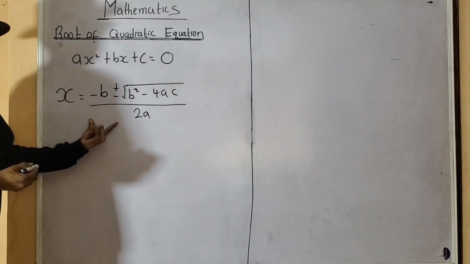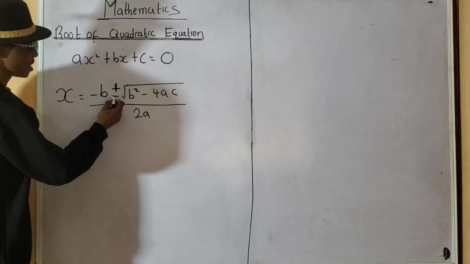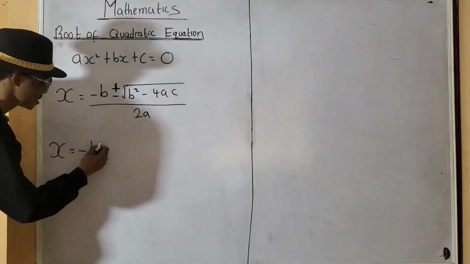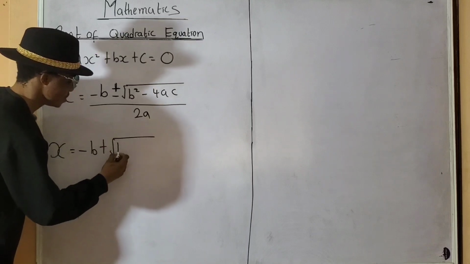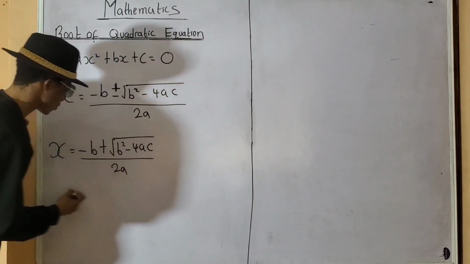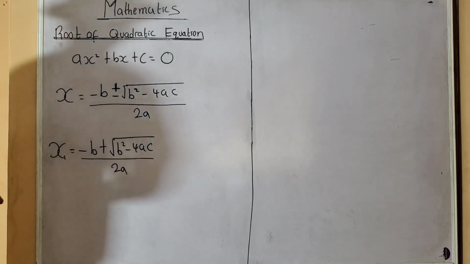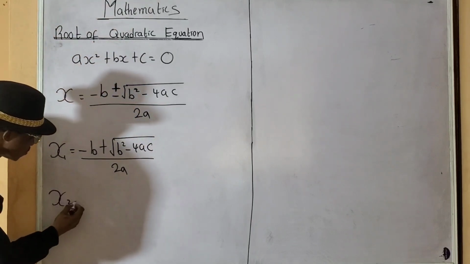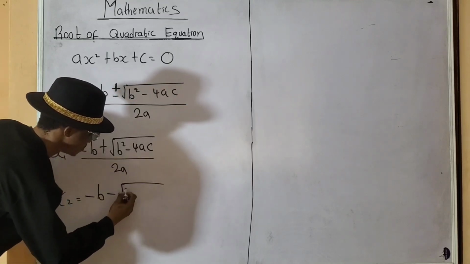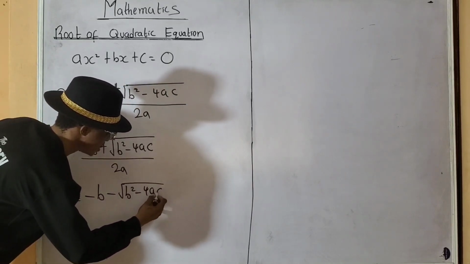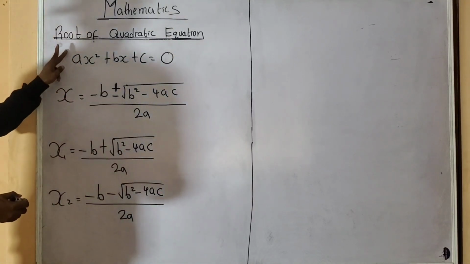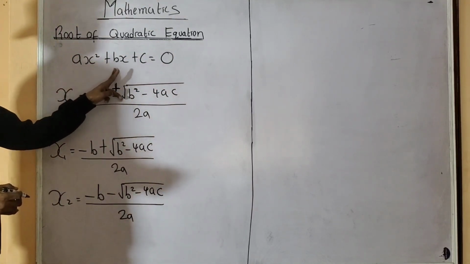Okay, now we can split this formula, because now we're having positive here, we're having negative here. We can split it as x = (-b + √(b² - 4ac)) / 2a. Let us call this one x1. Are you following? Now x2 will be equal to (-b - √(b² - 4ac)) / 2a. These are the roots of the equation ax² + bx + c.